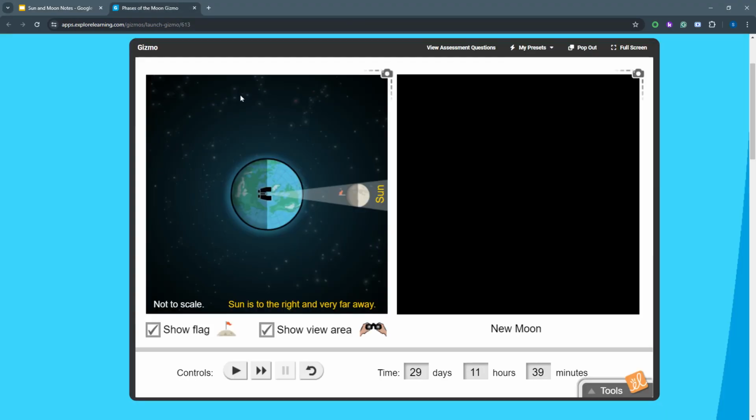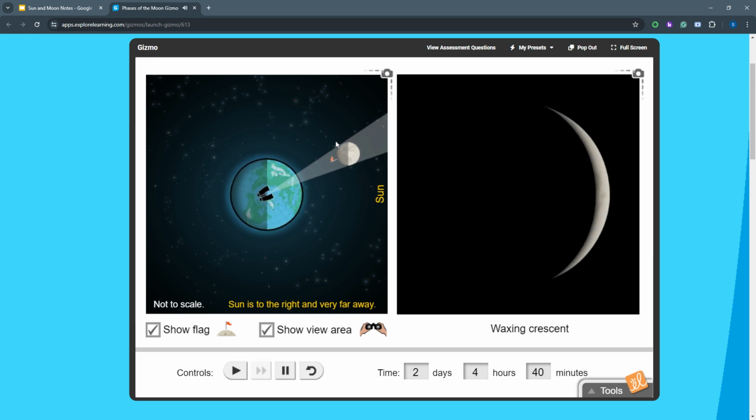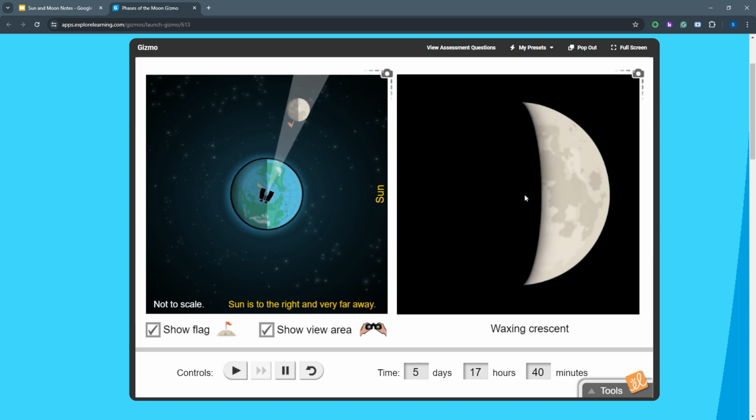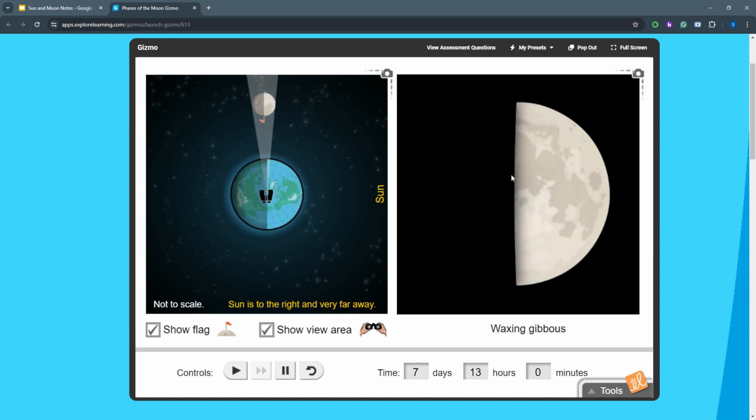Let me show you how this works. So, in this simulation, this is the Earth, this is the moon, and this is the sun. The binoculars show you the observer, how we're viewing the moon. And this flag is showing you which part of the moon we're looking at. So if I play the simulation, notice that as the moon is revolving around the Earth, we're seeing different phases of the moon, and we'll explain this a little later.